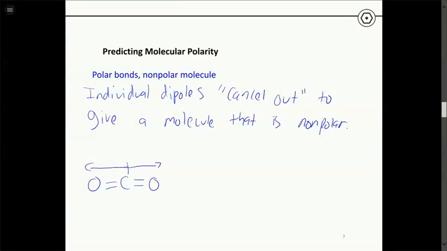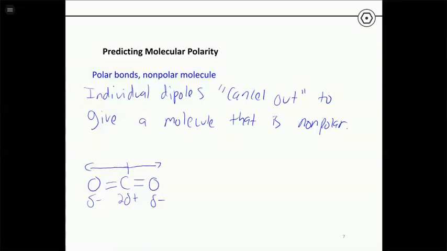So in that, there's no dipole for this molecule. All right? Or if you want to write it in terms of delta plus and delta minus, this oxygen is delta minus, this oxygen is delta minus. The carbon would then be, I guess, 2 delta plus because there's 2 polar bonds pulling in either direction. But in that, there's no net polarity in this molecule.